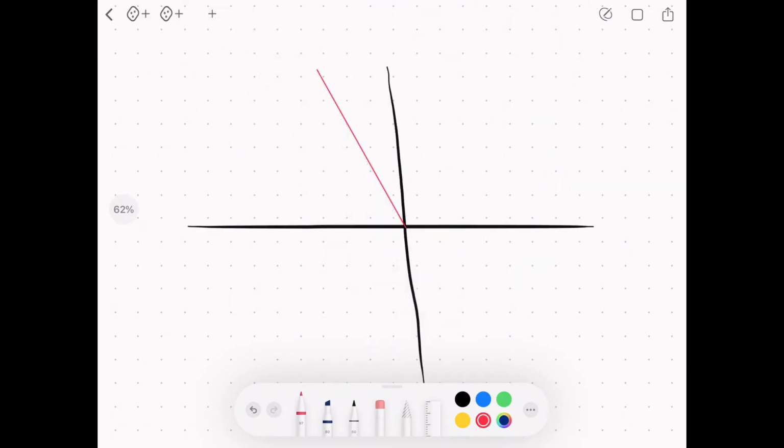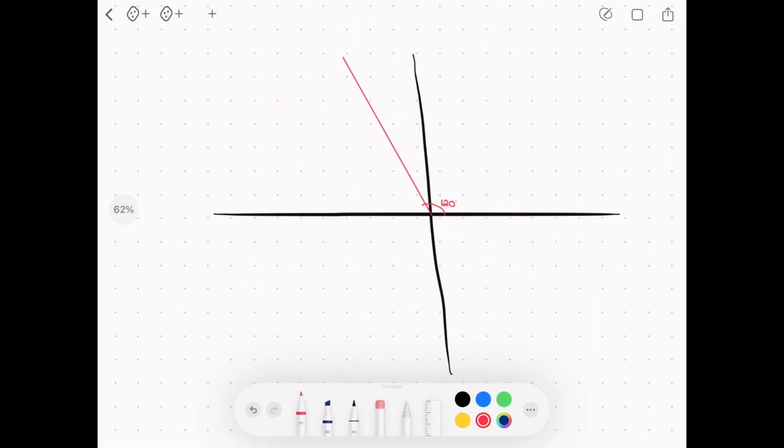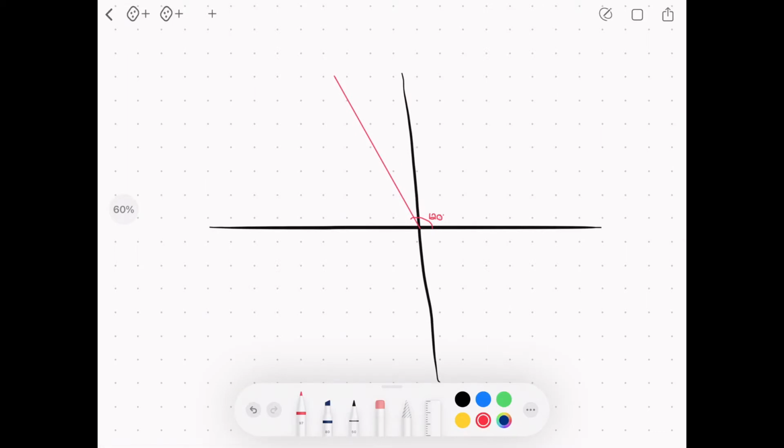Coterminal angles are angles that share the same initial side and terminal side. To find coterminal angles, all you have to do is add or subtract 360 degrees or 2 pi radians.